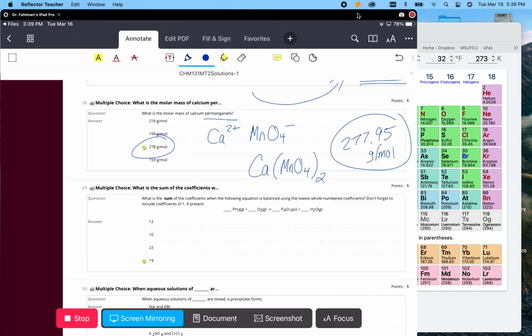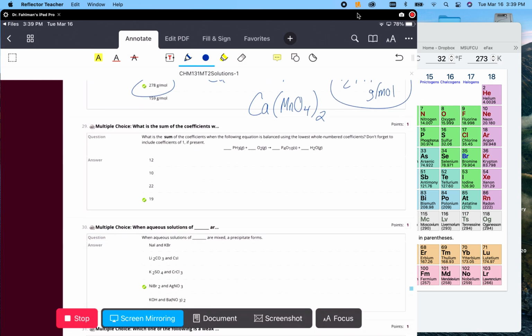Okay, and now balancing again. So I would do phosphorus first, then I would do hydrogen. So we've got 12, so you need a 6 there. And then oxygen, we have 16, so you need an 8 there. And then assuming that's 1, if you just add these up, you have 12, 13, and then another 6 is 19.